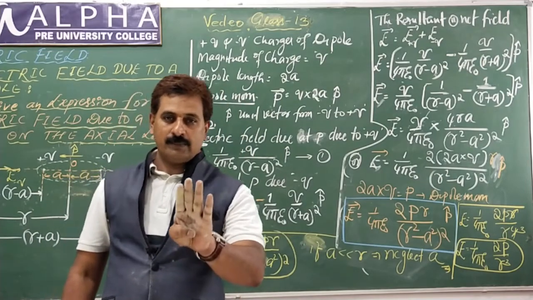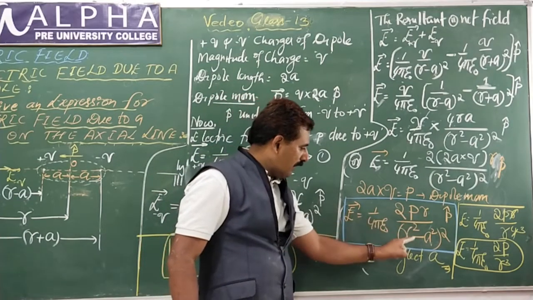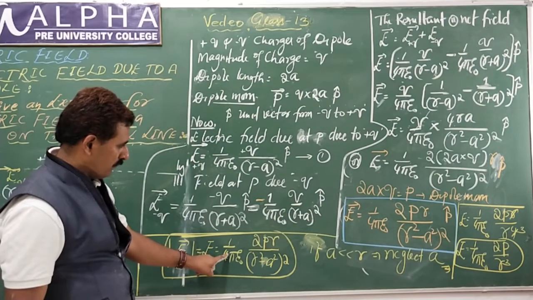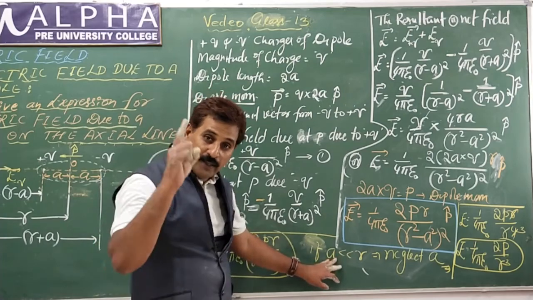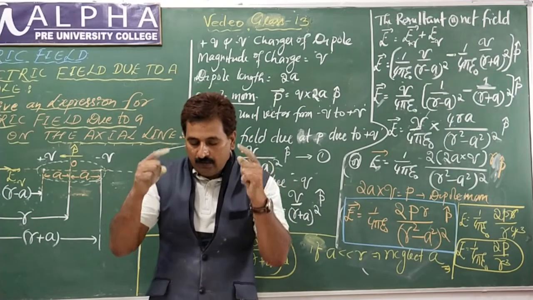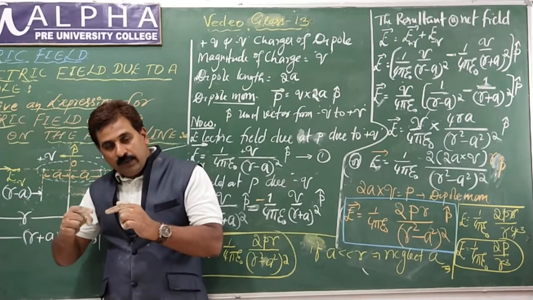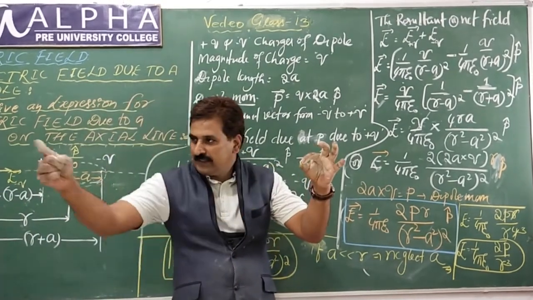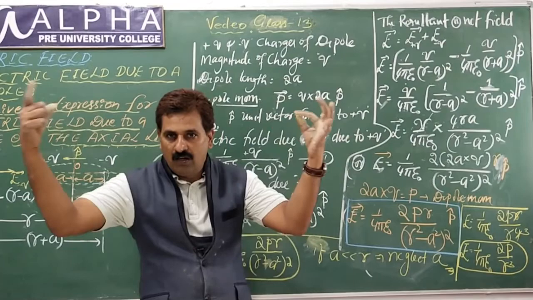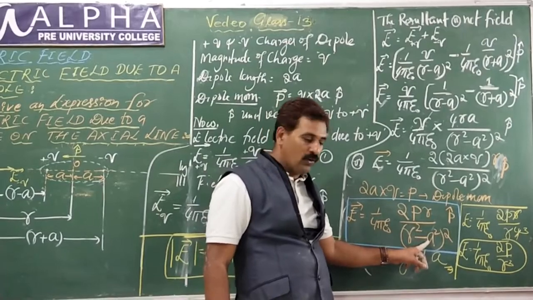See, 3 expressions you wrote. Vector E equals 1 over 4 pi epsilon 0, 2pr by r square minus a square whole square. Without the arrow, I write the magnitude form. If A is very less compared to R, what is R? Once you say R, your mind must think like this: the distance from the center to the point. R is very large, a very short dipole, the distance is more. In that case, R is very large compared to A. Neglect the contribution of A in the expression, means make it 0, A tends to 0.